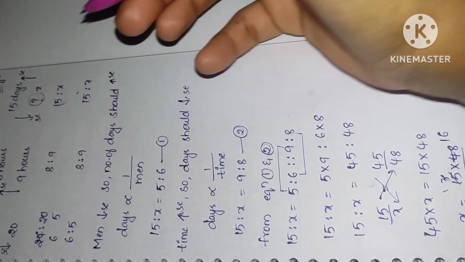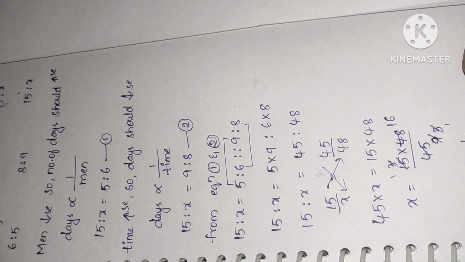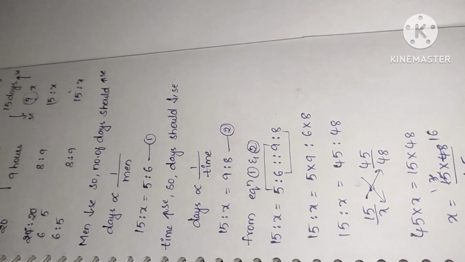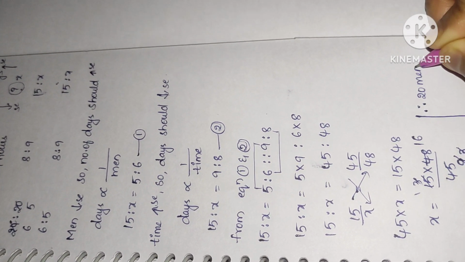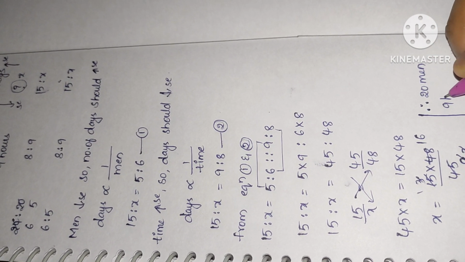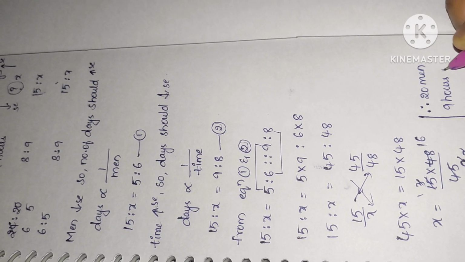What is x? Number of days. So what is the answer? x equal to 16 days. So we can write the final statement. Therefore 20 men working 9 hours per day can complete the work in how many days? 16 days.